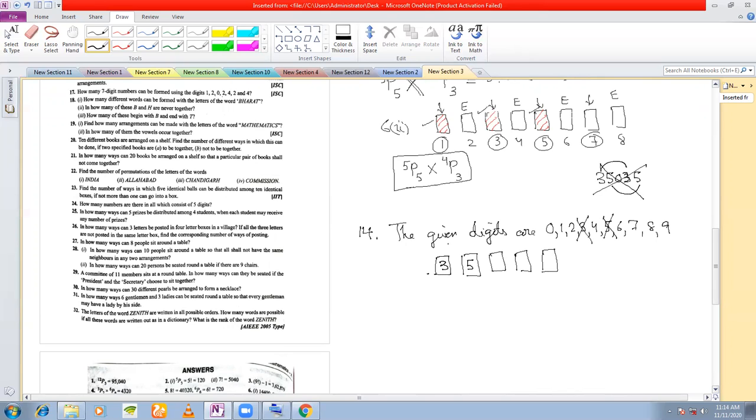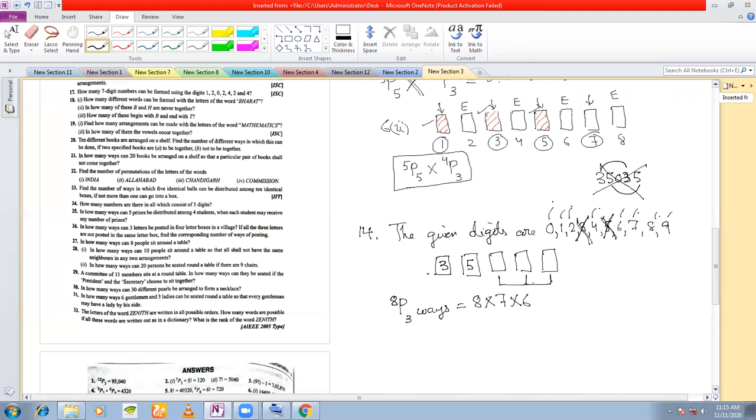the non-repeated permutation. You have placed 3, 5, so now you cannot use these two digits. What digits can you use? 0, 1, 2, 4, 6, 7, 8, 9. How many are there? 1, 2, 3, 4, 5, 6, 7, 8. 8 digits are there. And how many places are there here? 3 places. 8 digits you can place in 3 places in how many ways? 8p3 ways, right? So this is your answer: 8 into 7 into 6, whatever it comes to.